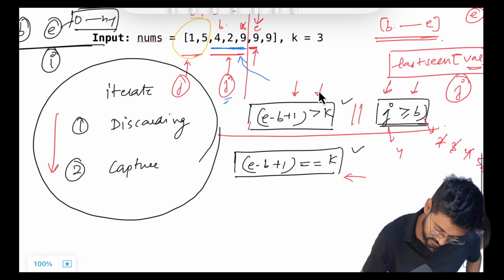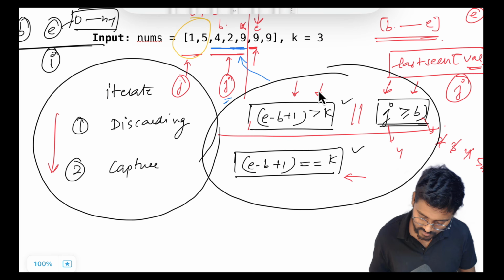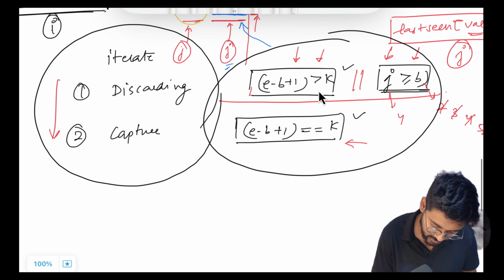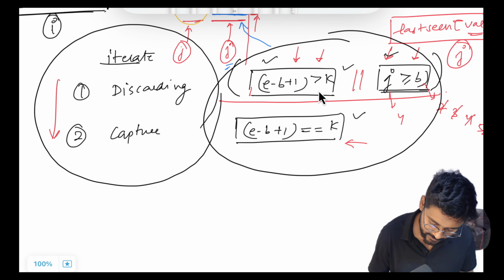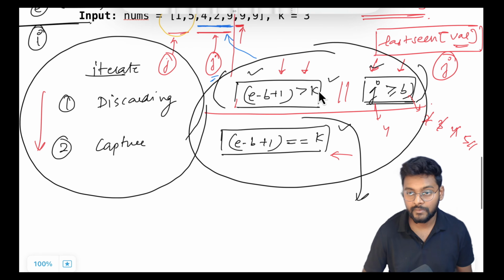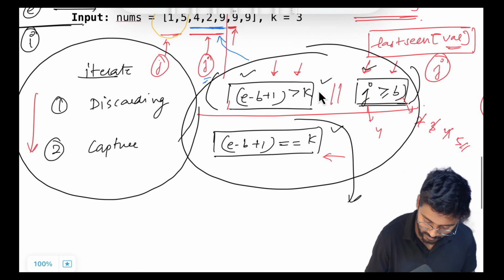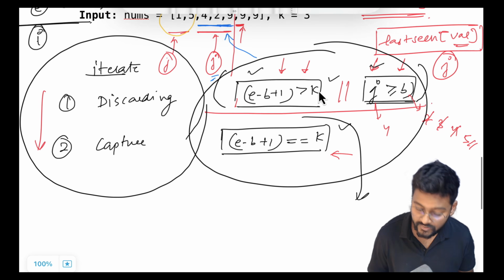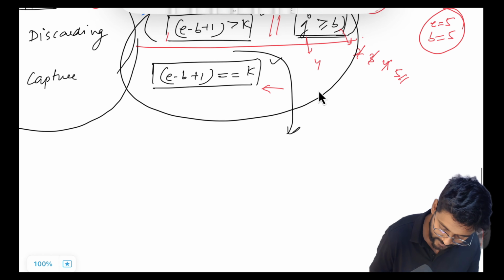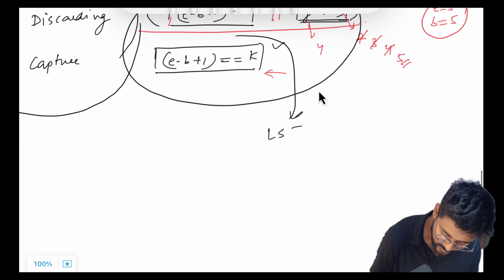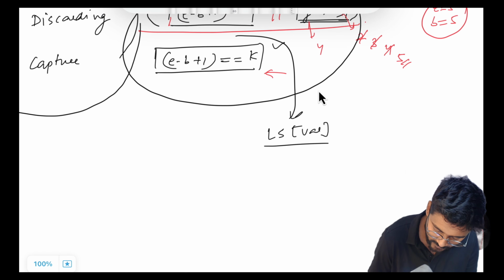Okay, so this expression I just have to follow in my sliding window approach. Just do the iteration and discard on this condition. While these conditions are getting fulfilled, just discard elements, and after that I need to capture the current element seen as well. So if the current sliding window is valid, I will capture the last seen of the current value as well.